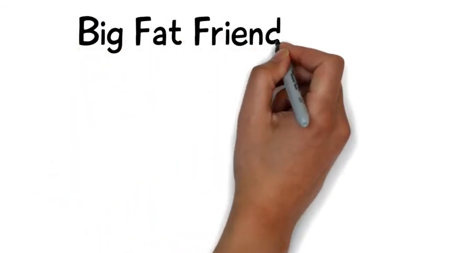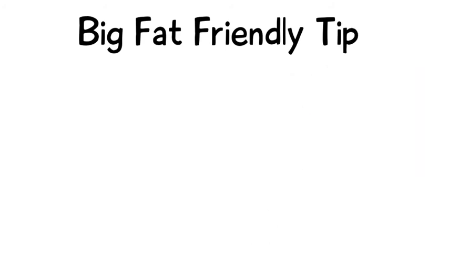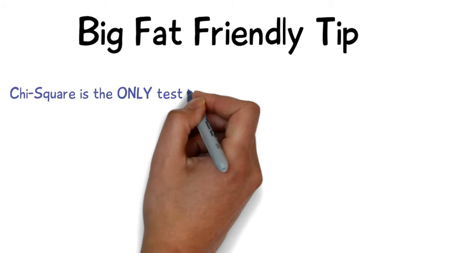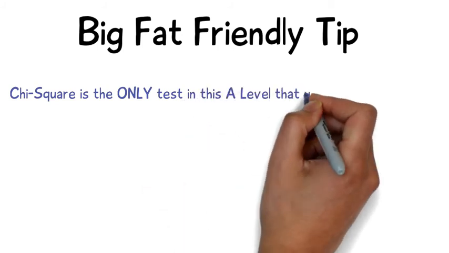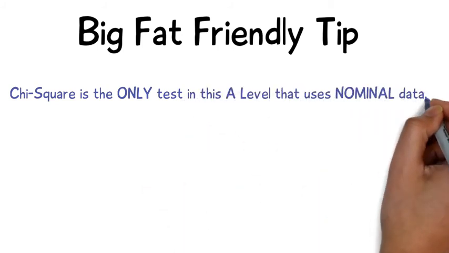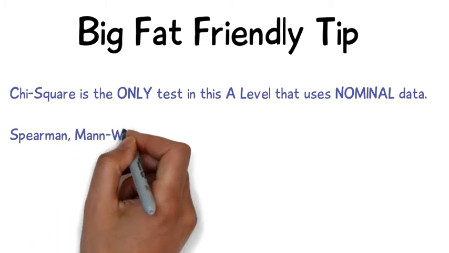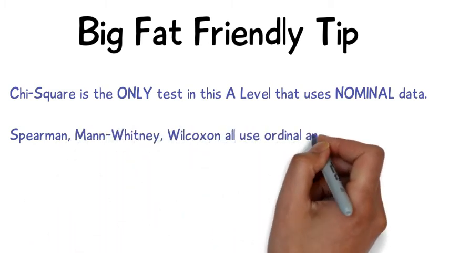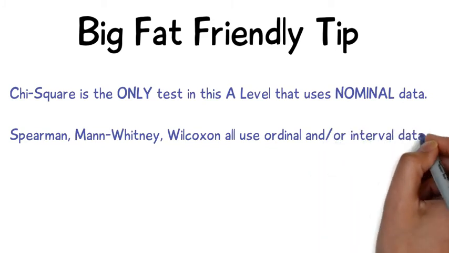So before we get going, here's a big fat friendly tip. Chi-squared is the only test in this A-level that uses nominal data. The other 3, Spearman, Mann-Whitney, Wilcoxon, they all use ordinal and or interval data.